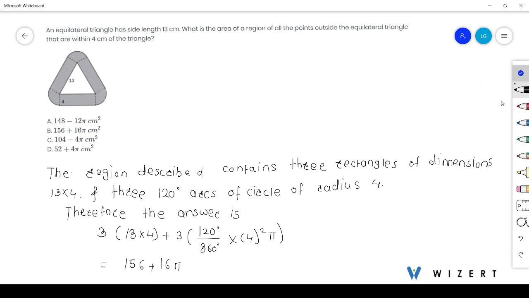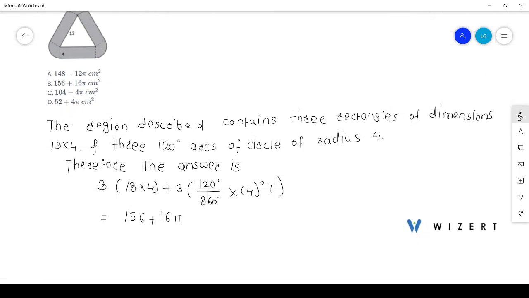So our correct option is option B. That is 156 plus 16 pi. And it is in square centimeter.